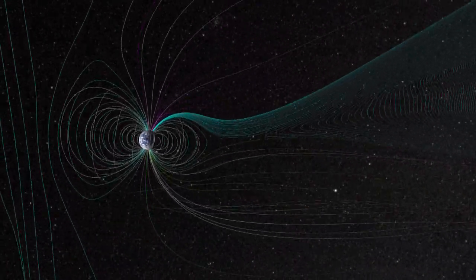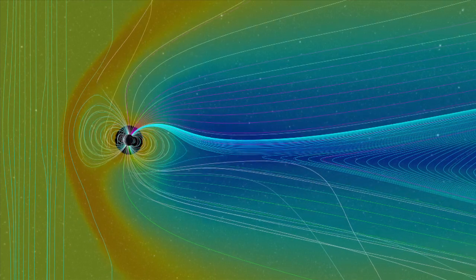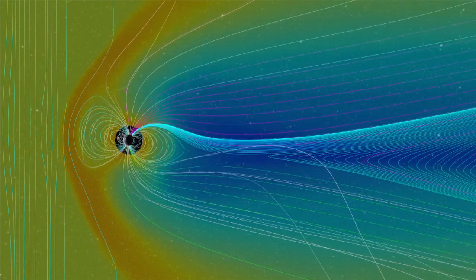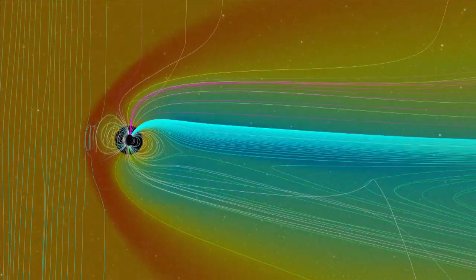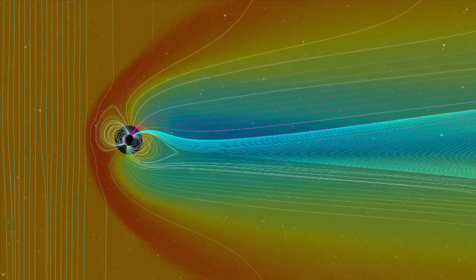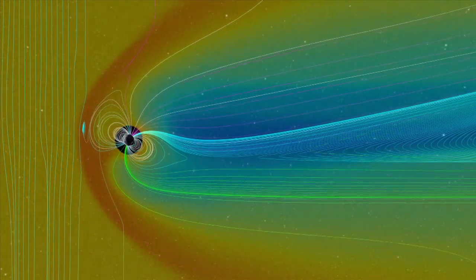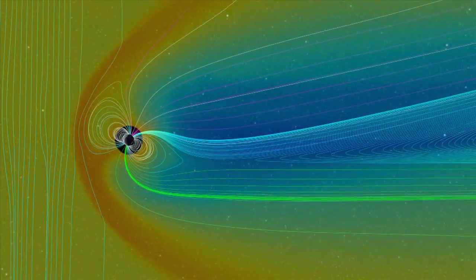In this visualization, Earth's magnetic field structure is represented by lines that correspond to the paths charged particles would travel close to the Earth. The Sun's magnetic field, carried in the plasma of the solar wind, flows continuously by the Earth, distorting the planet's field and pulling it back into a windsock-type structure.